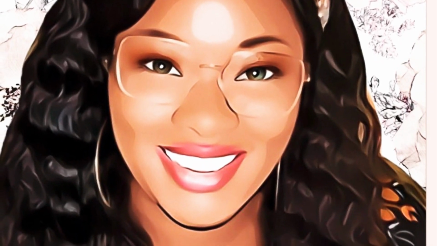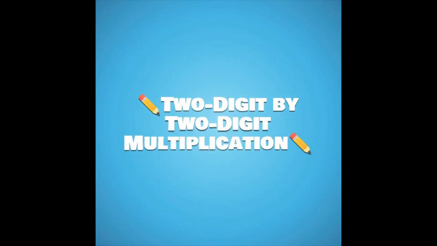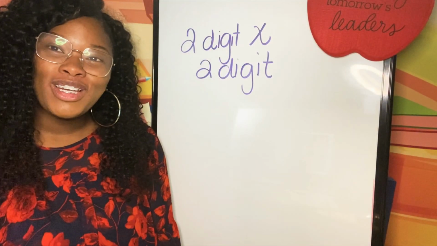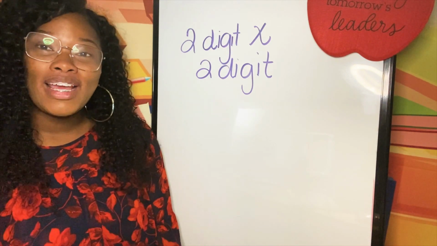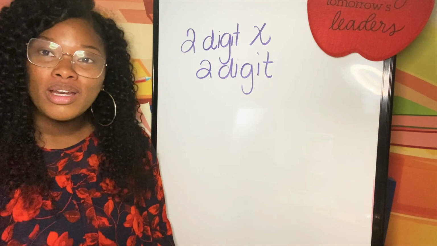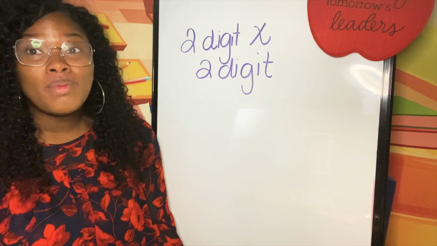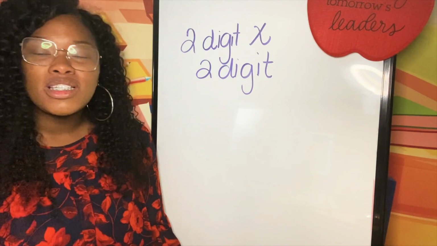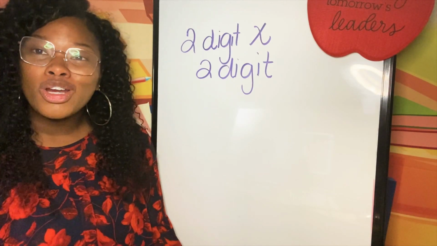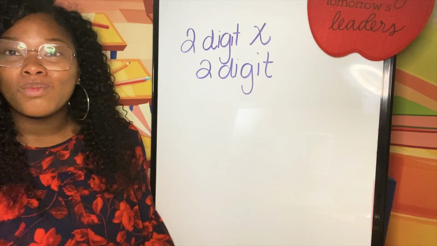Today we're going to learn a 5th grade skill, which can also be seen as a 4th grade skill, which is 2 by 2 multiplication. If you're watching this video, you know that we're going to be learning about 2-digit by 2-digit multiplication. You may already be familiar with it, or you may be new to it, or you may just need to brush up your skills on 2 by 2 multiplication. Either way, we're going to work on it together. So let's jump right into it.